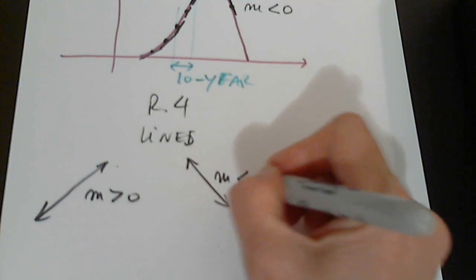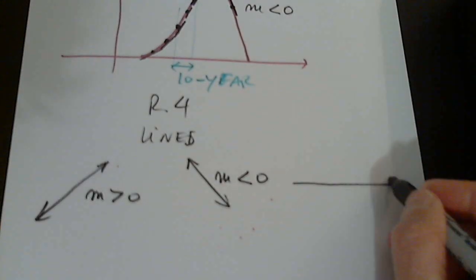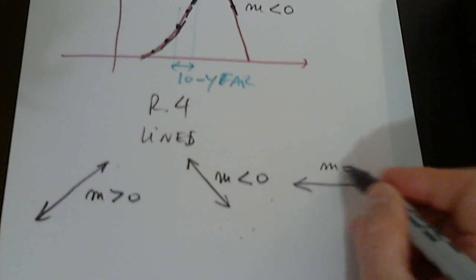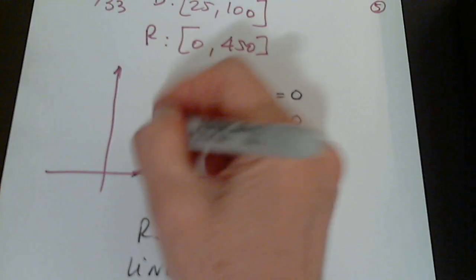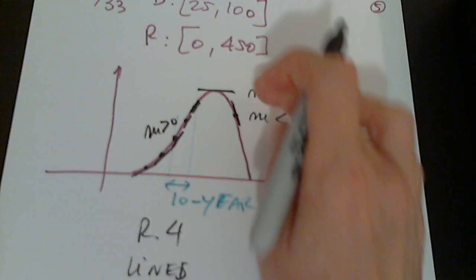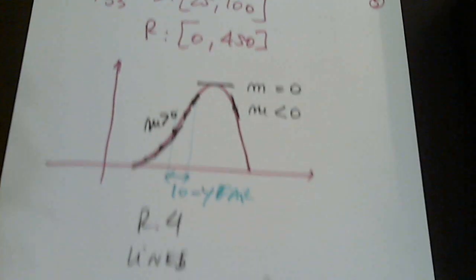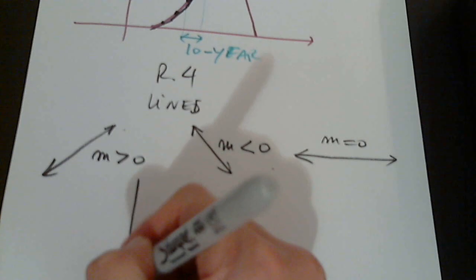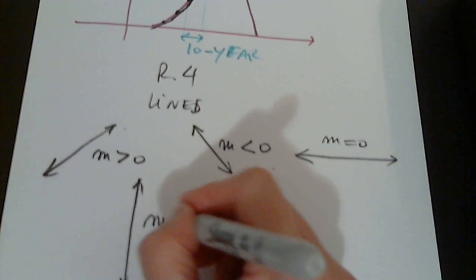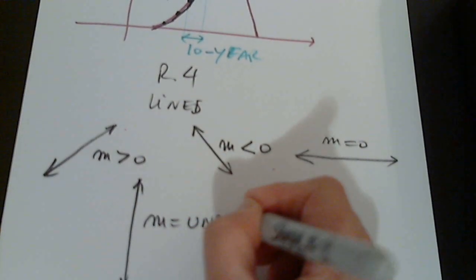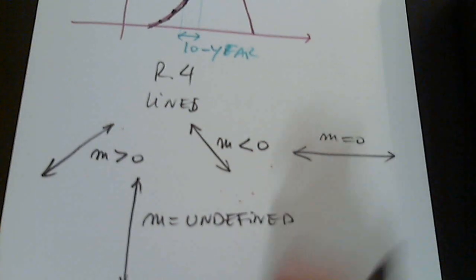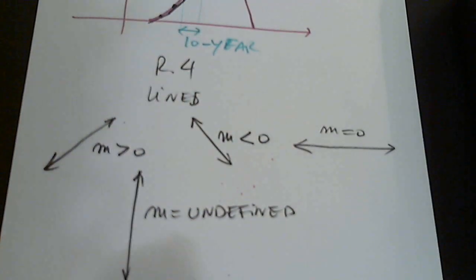This is a line with a positive slope. We already talked about it here. This is a line with a negative slope. This is a line with slope 0. We had those here. So this is the slope positive. This is a slope 0, slope negative. And this is a line that does not have a slope, undefined. So these are all types of lines that we can have.